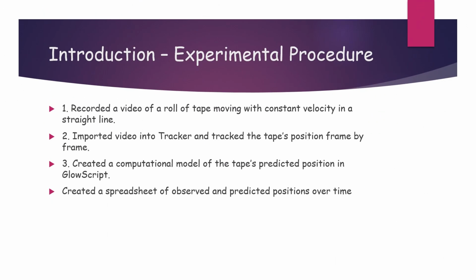For the experimental procedure, a video was first recorded of a roll of tape moving with constant velocity. This video was then imported into Tracker and the tape's position was tracked frame by frame. Next, a computational model of the tape's predicted position was made in GlowScript. Finally, the data from both the computational model and the Tracker software was used to create a spreadsheet of data to compare the observed and predicted positions over time.